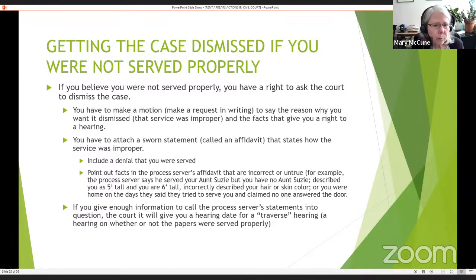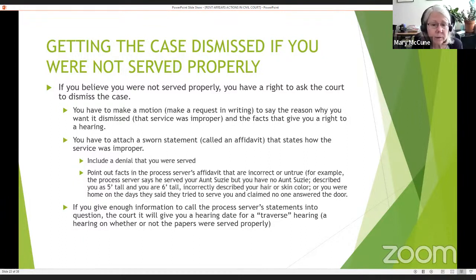So if you were not served properly, you can ask the court to dismiss the case. You will have to make that motion a written request, in writing, and say why you want it dismissed and the facts that you believe support that request. You have to attach a sworn statement, which we've mentioned before. It's called an affidavit that states how the service was improper. The affidavit has to include a denial that you were served, and it also has to point out the facts in the process server's affidavit that are incorrect or untrue. And we mentioned that before.